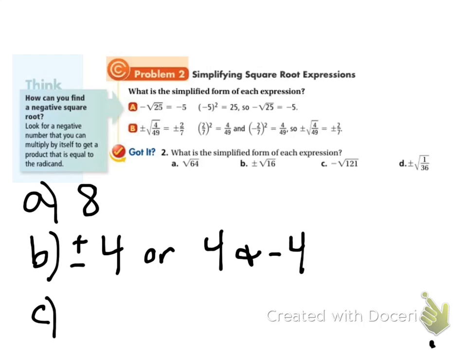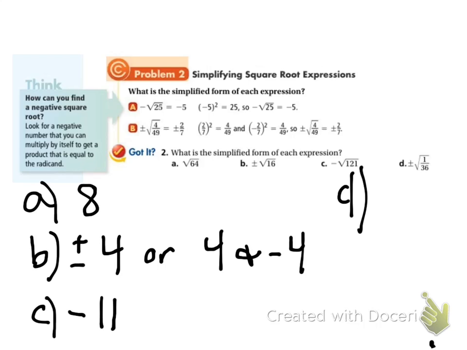C, I'm going to ignore the negative out front and just pay attention to the square root of 121. The square root of 121 is 11. And then I stick the symbol out front. So there's a negative out front, so this is negative 11. The square root of 121 is not negative 11. The square root of 121 is 11, but then I stick the negative out front.